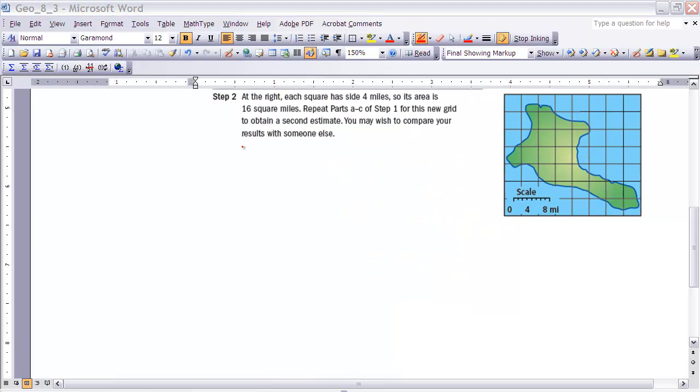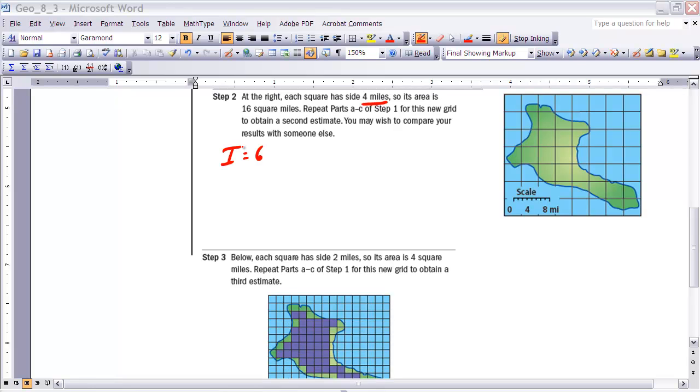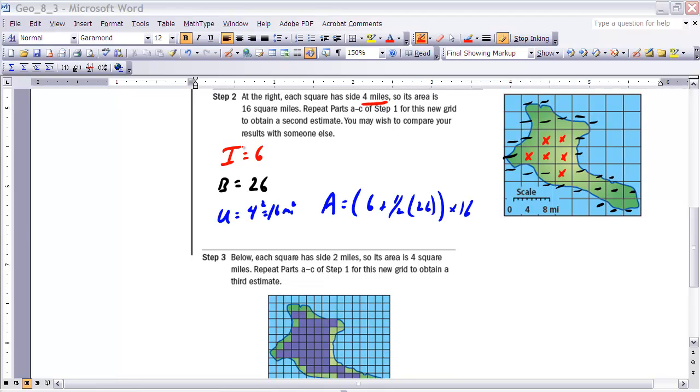So in step 2 now, I've counted up the inside squares and the boundary squares, and I calculated a value for U. I found that I had 6 inside squares, the ones marked with the red X's. I found that there were a total of 26 boundary squares, the ones with the little black marks there. And since each square is 4 miles on a side, the value of U, the area of one of those squares, would be 16 square miles.